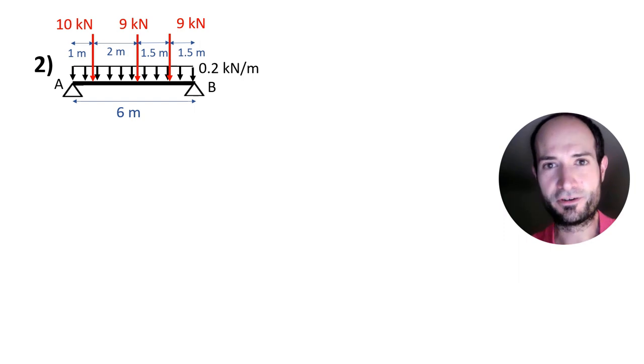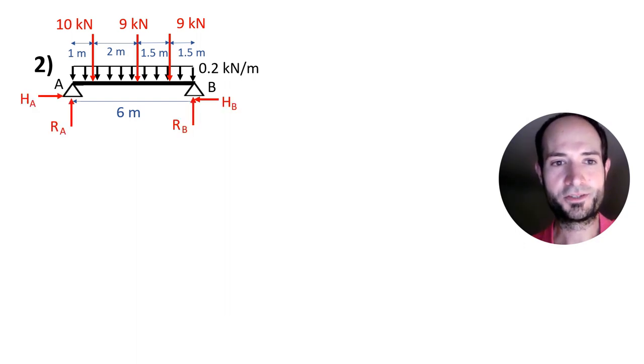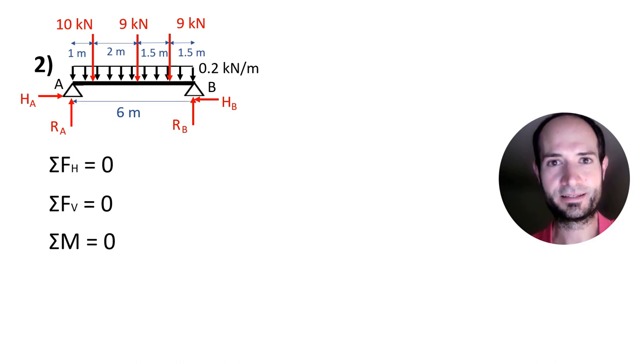Now, second exercise. This is a scaffold bridge. Okay, 6 meter span, very typical on a bridge, and 3 point loads, 10 kN, 9 kN, and 9 kN. If you remember last week, we also had a structure that was hyperstatic, like this one. So we have 2 reactions on each side, but since there are no horizontal loads, it doesn't matter because we are concerned only with the moments and the vertical reactions. So let's solve it.